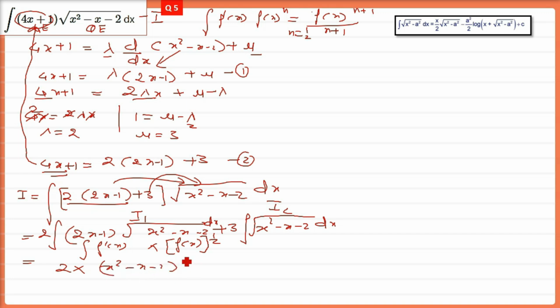x square minus x minus 2 to the power 3 by 2 is there. And in the denominator it will be n plus 1, which is again 3 by 2. Now it goes up 2 by 3, so it will be 4 by 3 x square minus x minus 2 raised to the power 3 by 2. So the first part, which is the I1, we have already computed now. It will be 4 by 3 x square minus x minus 2 raised to the power 3 by 2.